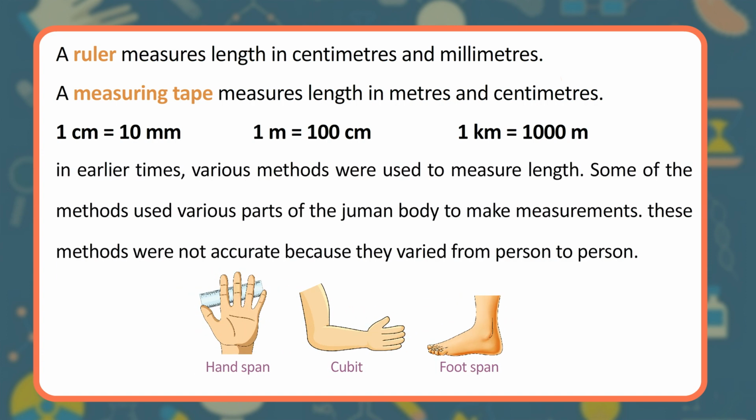In earlier times, various methods were used to measure length. Some of the methods used various parts of the human body to make measurements. These methods were not accurate because they varied from person to person. Hand span, cubit, foot span.